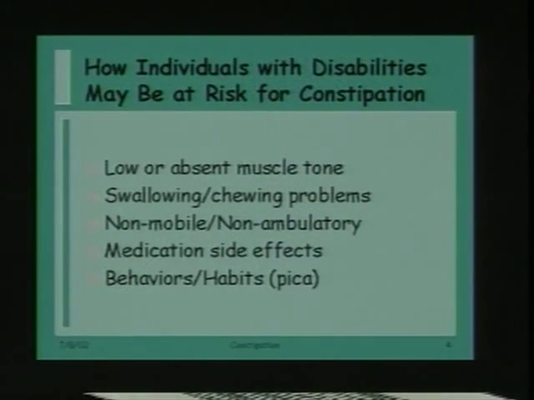Poor intake of fiber or fluid might also be a problem. Individuals who have pica, who are not diligently supported in the safety measures that are necessary for that particular behavior, are at risk of bowel obstruction, constipation, perforation, even death. So these are some of the ways that individuals with developmental disabilities may be at risk for constipation.